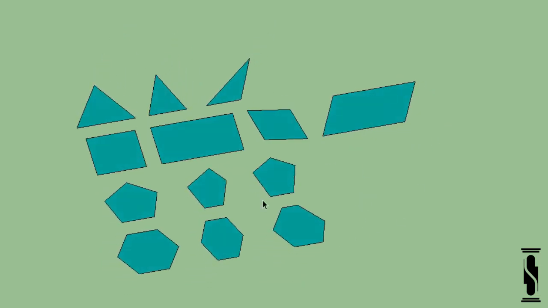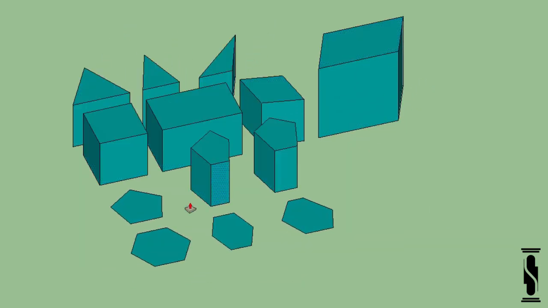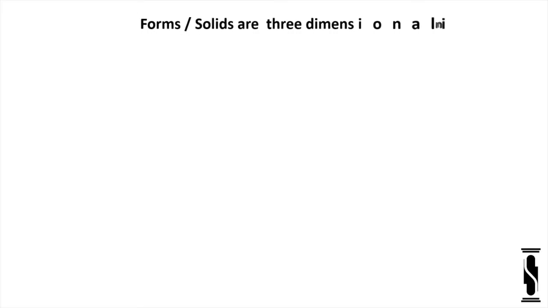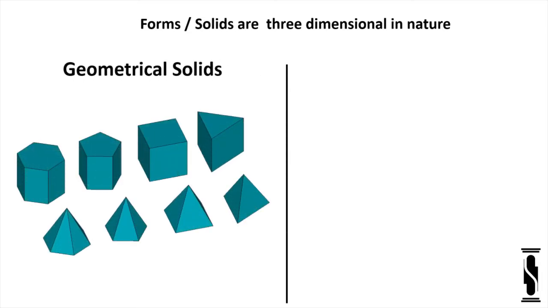Forms are three-dimensional in nature. When we add a third dimension to a shape or plane, it becomes a form. Form is further divided into two categories. Number one, geometrical form, and the other is organic form.